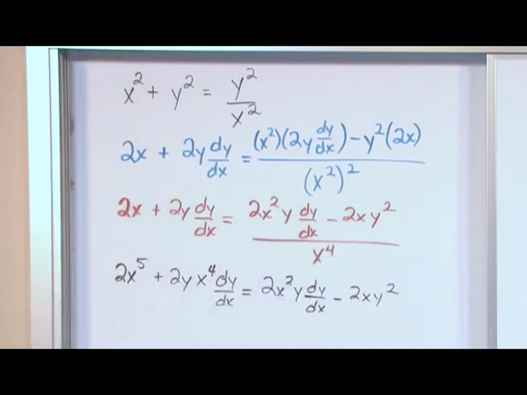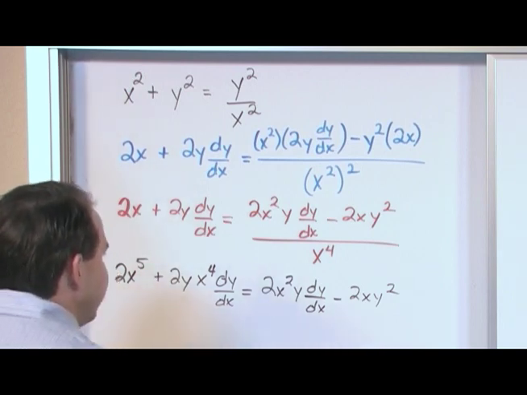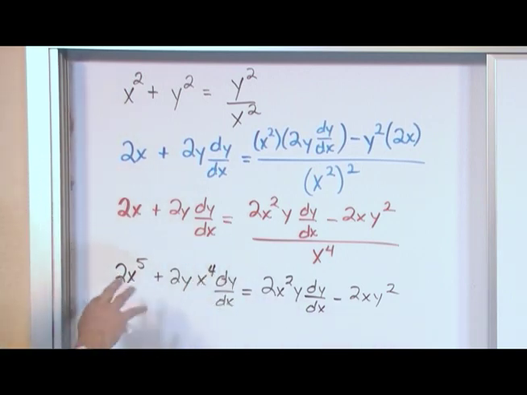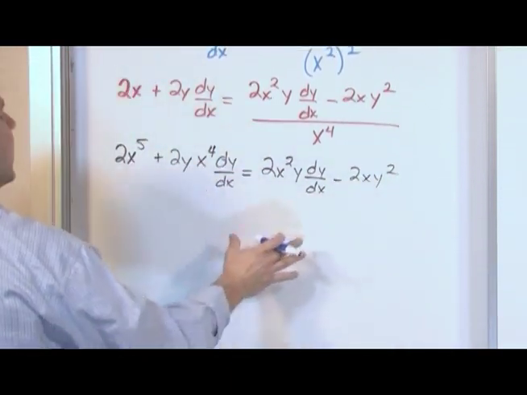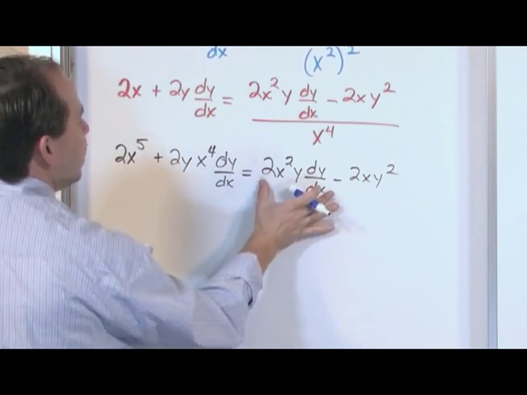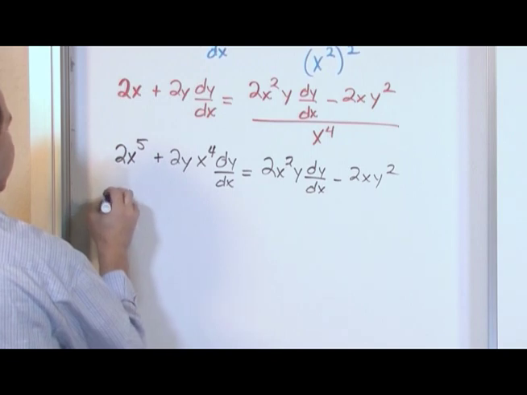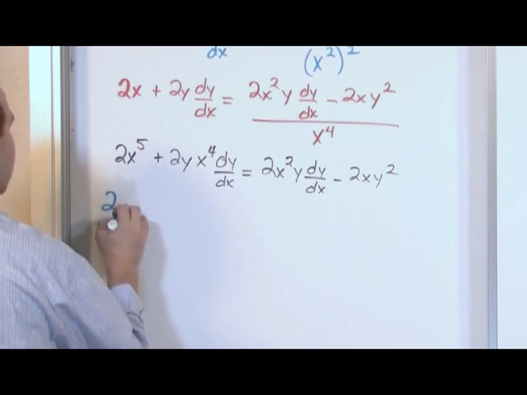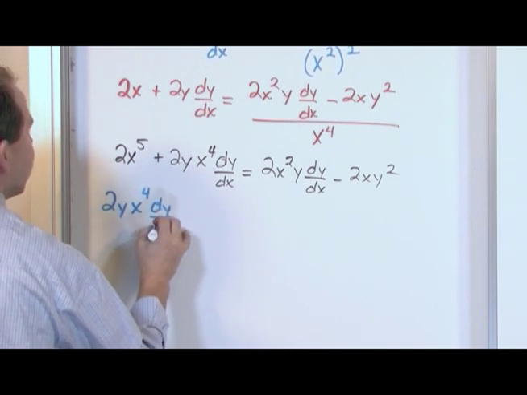So ultimately, like I said, we want to solve for dy dx. So we need to get those on the same side of the equal sign. I'm going to do a couple of manipulations here in one step. First, we're going to take this 2x to the fifth and move it to the other side. Then we're also going to take this entire term here and move it to this side. We're not going to do too many things at once, so let's write it beginning with this term: 2y times x to the fourth times dy dx.